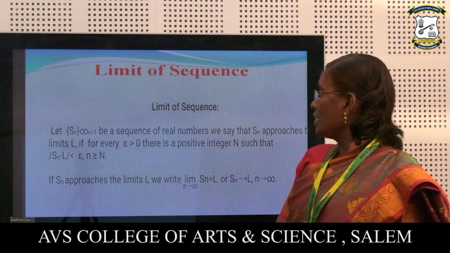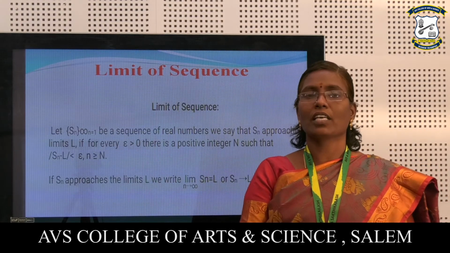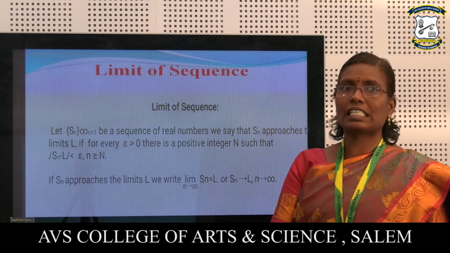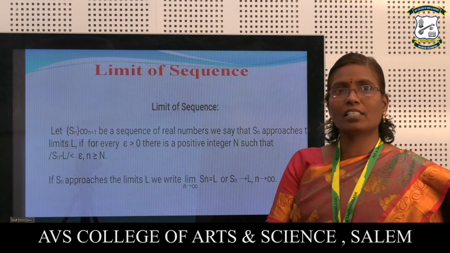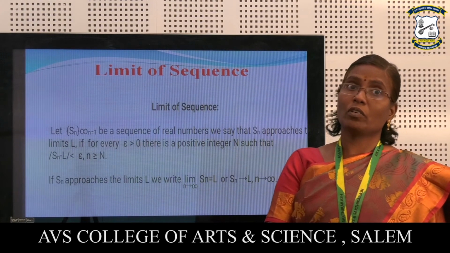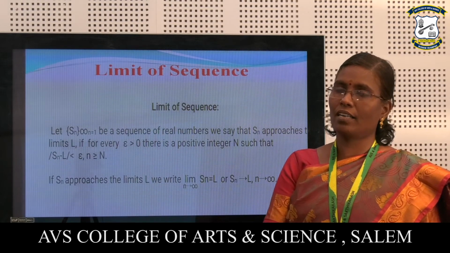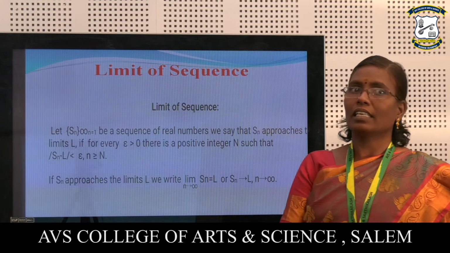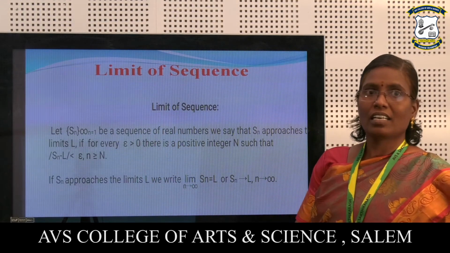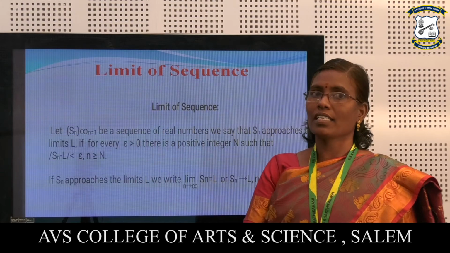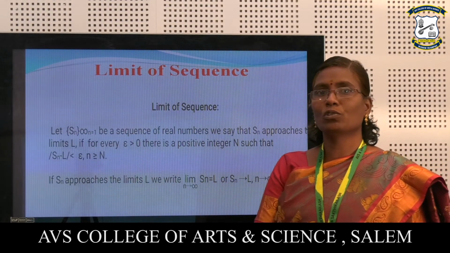Next we can see limit of sequence. Let S_n, n from 1 to infinity, be a sequence of real numbers. We say that S_n approaches the limit L if for every epsilon greater than 0 there is a positive integer N such that modulus of S_n minus L is less than epsilon for n greater than or equal to N. That is, if S_n approaches the limit L, we can write limit n tends to infinity S_n is equal to L, or S_n tends to L as n tends to infinity.